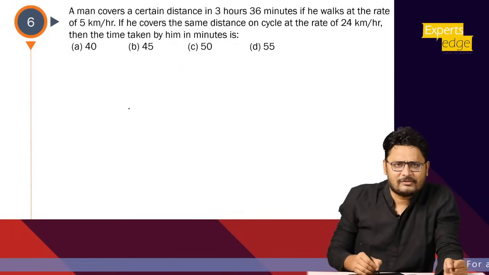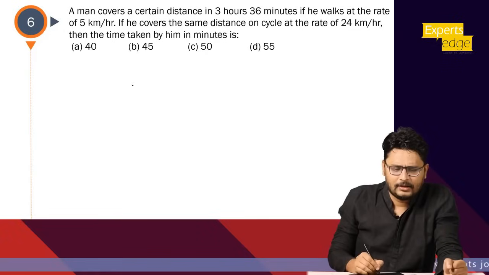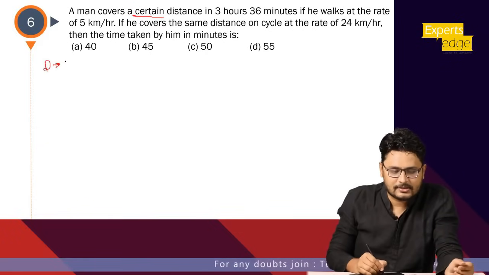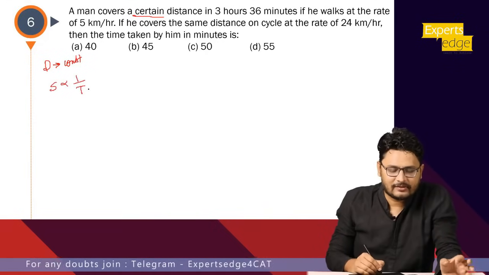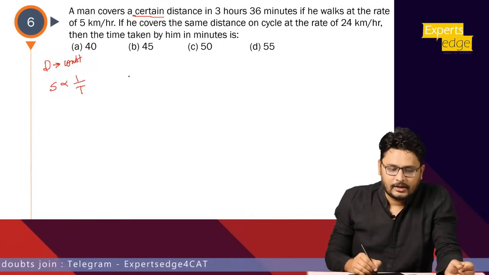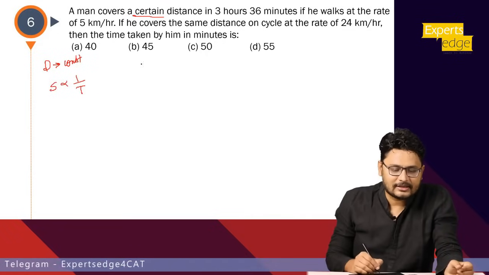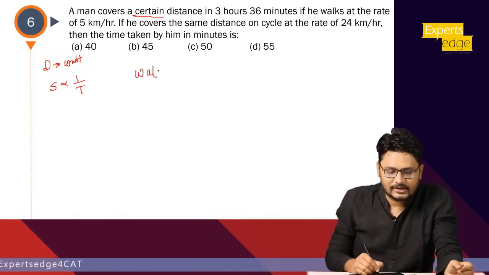Now let's look at question number 6. What does it say? A man covers a certain distance. Certain indicates what? Distance is constant. Okay, let me write it here. Distance is constant. That means speed is inversely proportional to the time. Okay. It's a very small concept, but very widely used. Now if he walks, then he takes 3 hours 36 minutes. So there are two cases. One is walking and another is bicycle, right?